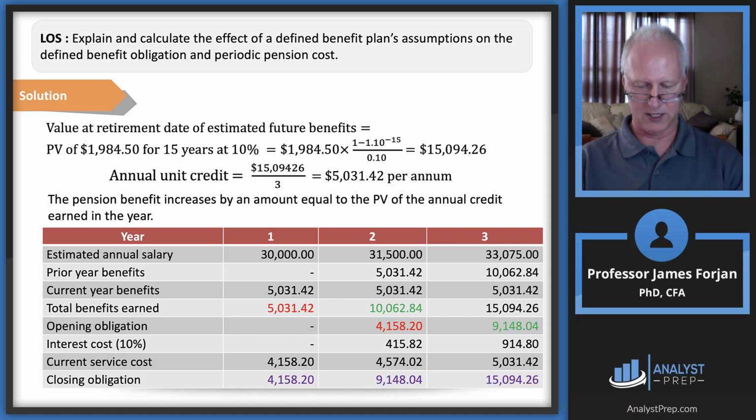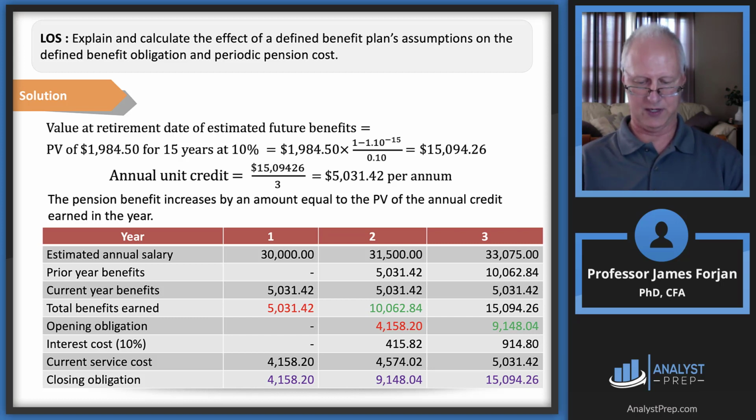Let's do 1984.5. Let's make that payment. Let's make 0 future value. Let's make 10 I. Let's make 15 N. Let's solve for present value. And that ought to get us our 15,094, of course. I'm pretty sure that's the way you'll do it on the exam with your financial calculator.